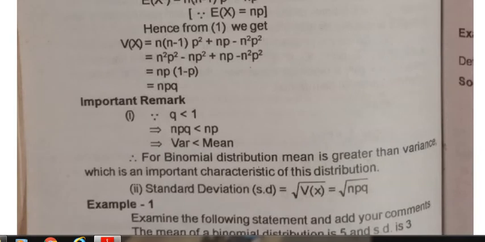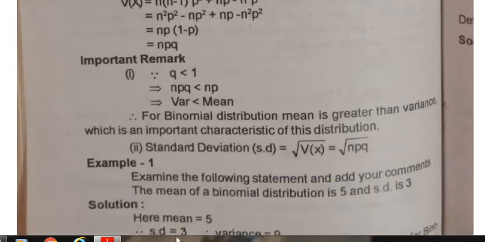This is an important characteristic of the binomial distribution. Remember that. And we know that standard deviation is the positive square root of variance. Therefore, the standard deviation of the binomial distribution is root over npq, as npq is the variance of the binomial distribution.